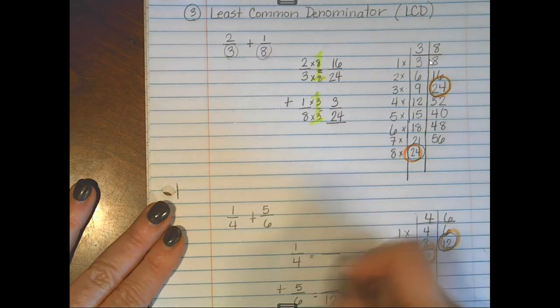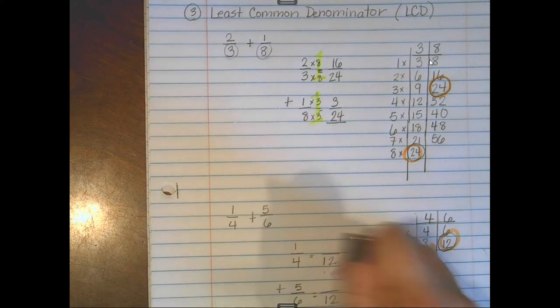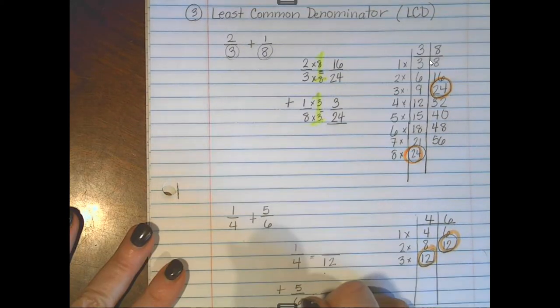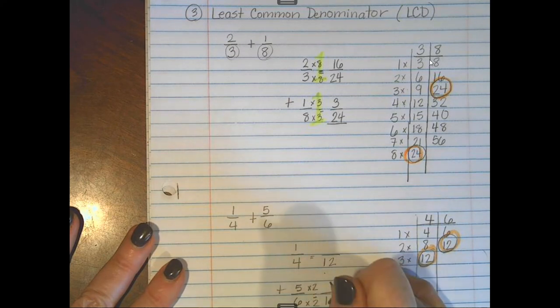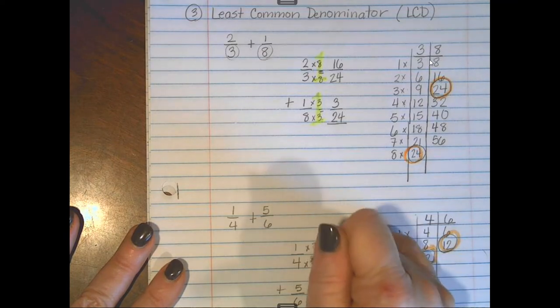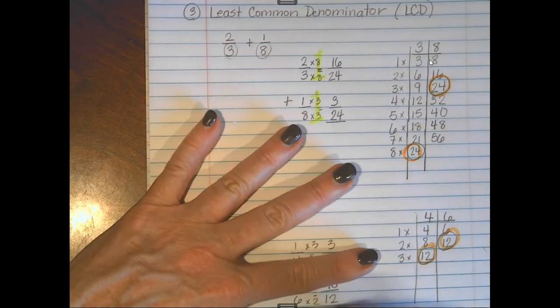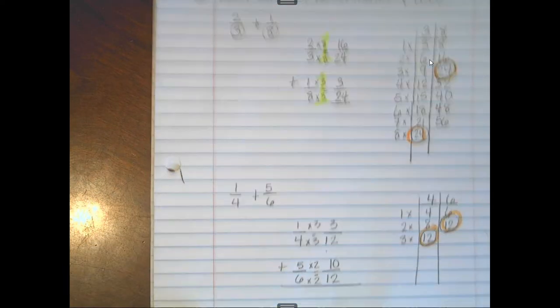That's the least common denominator. You could use 24, you're just going to have larger fraction numbers. 6 times 2 is 12, so we multiply 5 times 2 to get 10. 4 times 3 is 12, and 1 times 3 is 3. So when we add it together, we get 13. Oh, my bad. We're not adding today. We're going to stop right there.